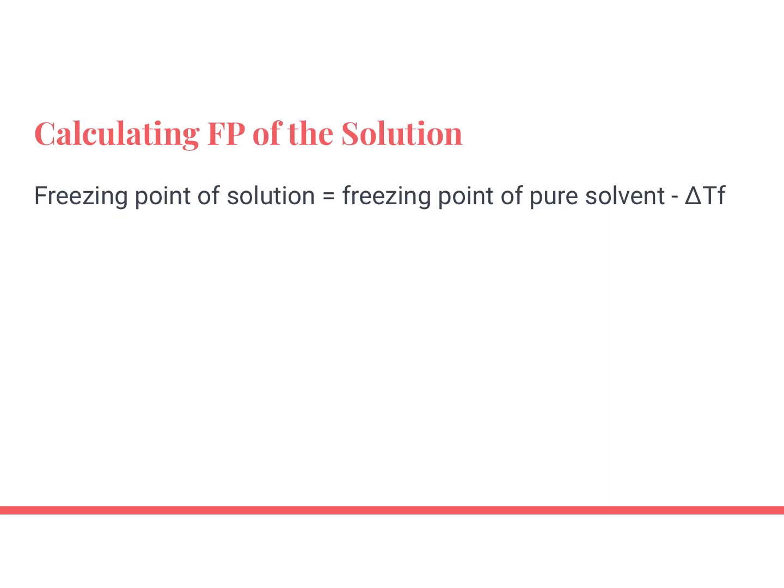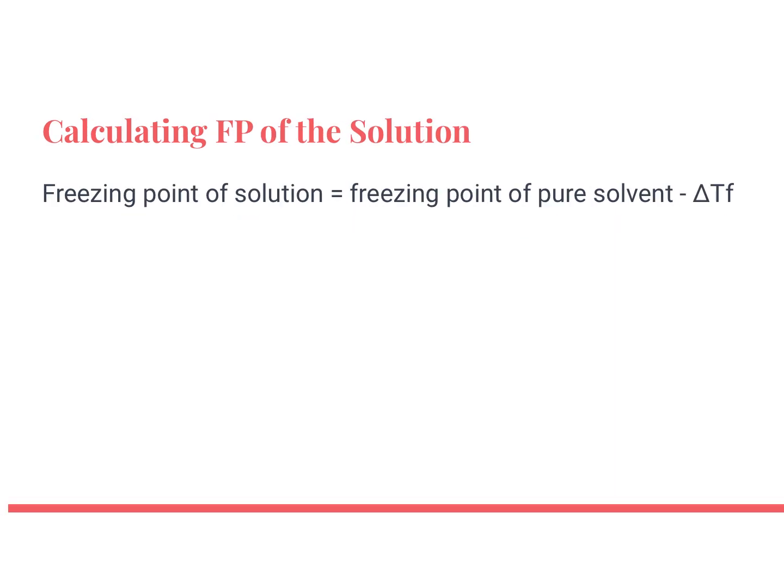Okay, and then if we want to calculate the freezing point of the solution, we just take the freezing point of the pure solvent, and this time, since it goes down, you subtract the change in that freezing point. Once again, usually our solvent's water. What's the freezing point of water in Celsius? 0. Okay. So usually you're taking 0 degrees Celsius minus whatever you got for that freezing point depression.